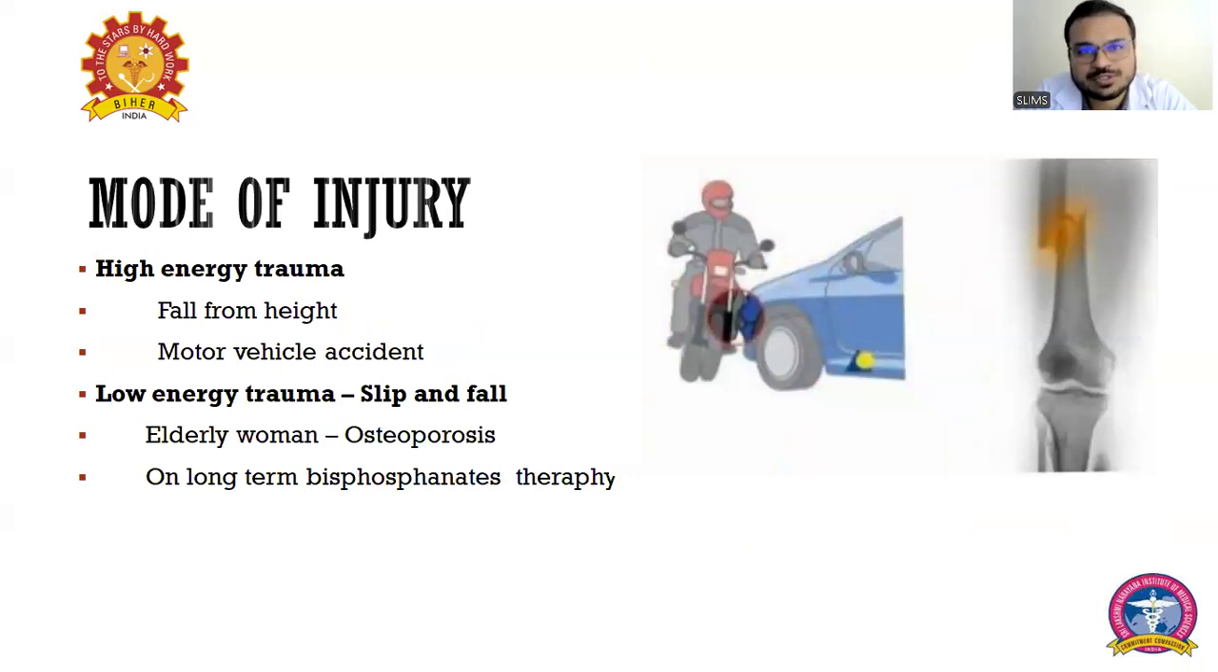Most common mode of injury in shaft of femur fracture is one, high energy trauma, or two, low energy trauma, that is mostly slip and fall. High energy trauma occurs due to fall from height and motor vehicle accident. Most commonly, it occurs in the younger individuals. Low energy trauma occurs in the elderly individual, most commonly because of osteoporotic bone, most commonly because of postmenopausal changes. And also it occurs in long-term bisphosphonates therapy.